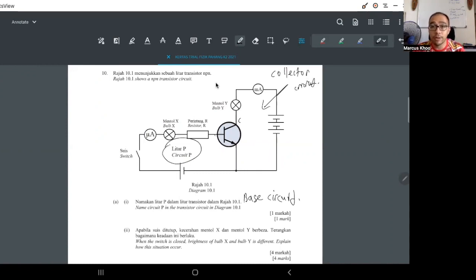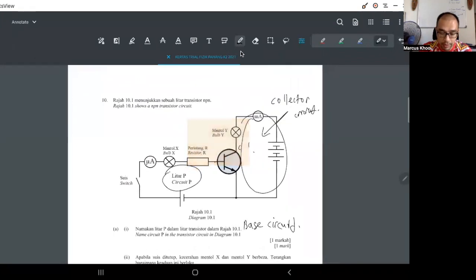The base circuit is very important because it is where the base current comes from. Collector circuit is where the collector current comes from. And the working principle of transistor: a small base current can produce a big collector current. But if there is no base current, there is no collector current. I repeat once again: you change the base current a little bit, you can produce a big change in the collector current. But if there is no base current, there is no collector current. So the collector current depends on the base current. It's a very important fact to remember.